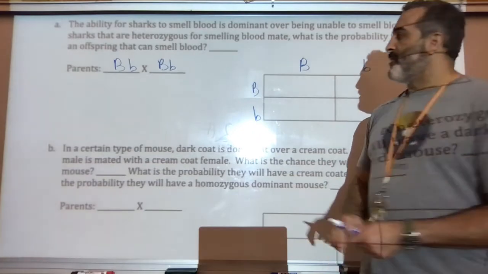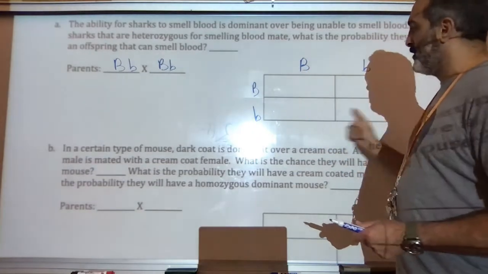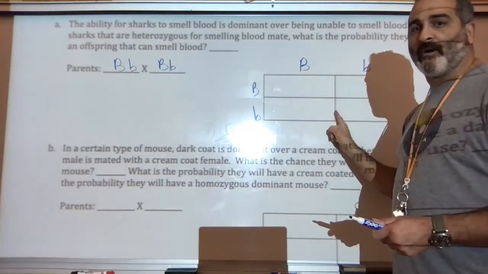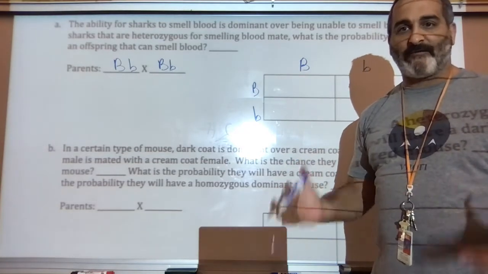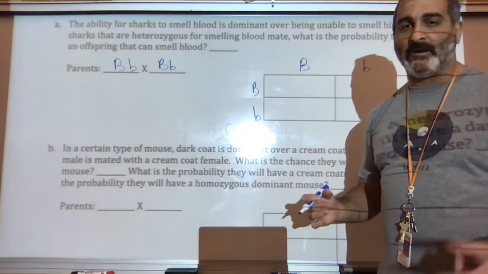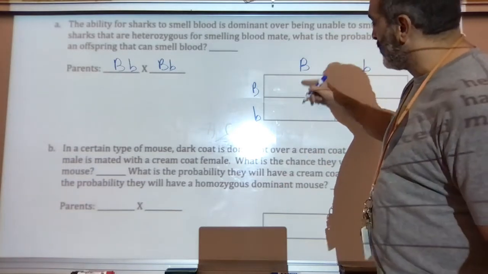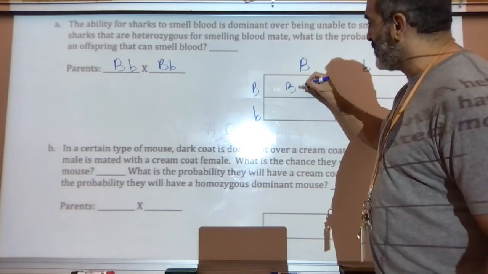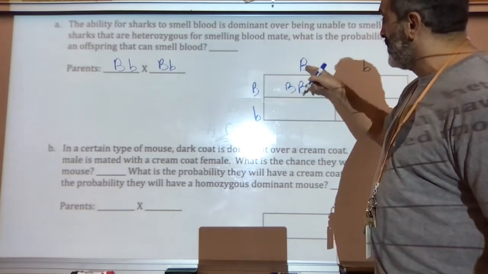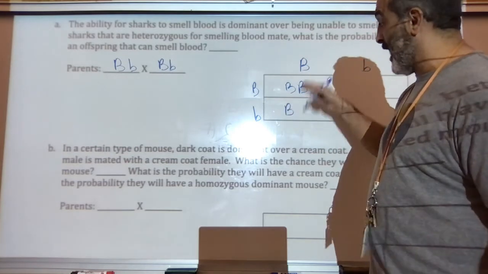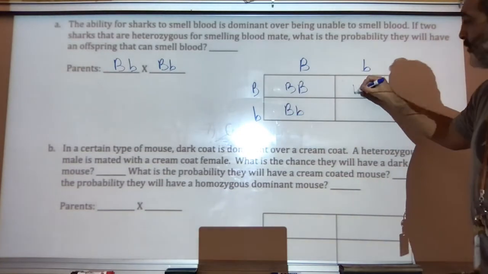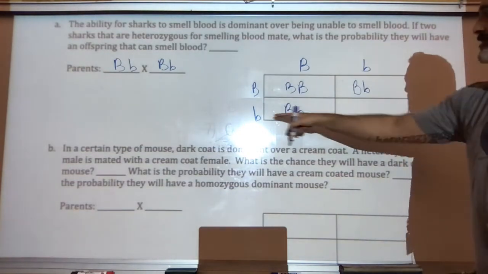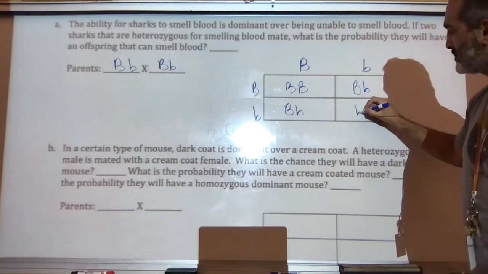So then the ones on the top come down and the ones on the sides come over. You generally will put a capital or uppercase letter first because that is the dominant gene. So in this first box, a capital B comes down, capital B comes over. This box, the capital B comes down, the lowercase b goes there. Over here, uppercase B there, lowercase, lowercase.